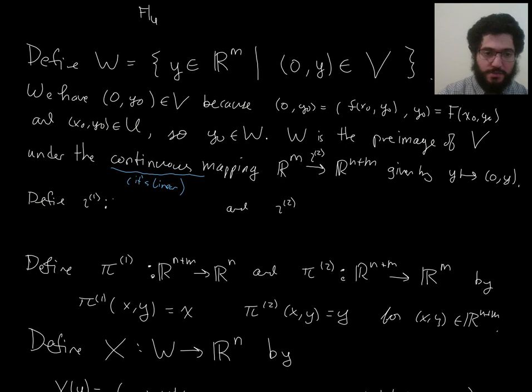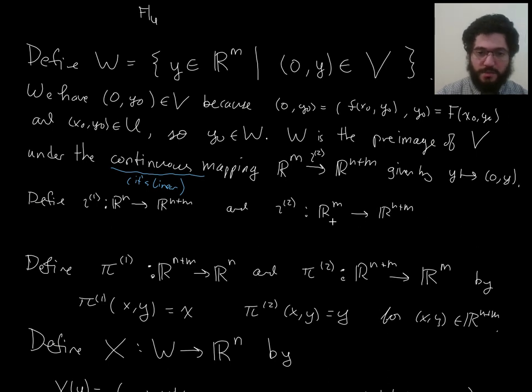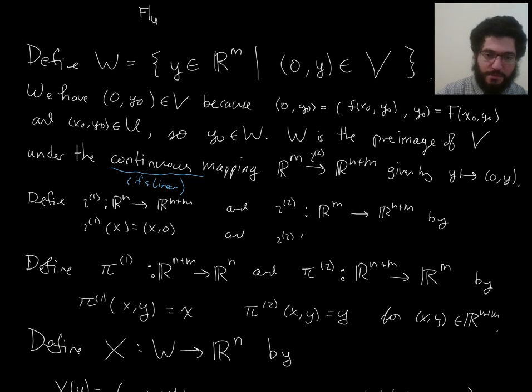This one will be Rn to Rn plus m, and this one will be Rm to Rn plus m. They will just be these maps. Iota 1 of x will be x, 0, and iota 2 of y will be 0, y. So W here is the preimage of V under iota 2, and these iotas are linear and so continuous.